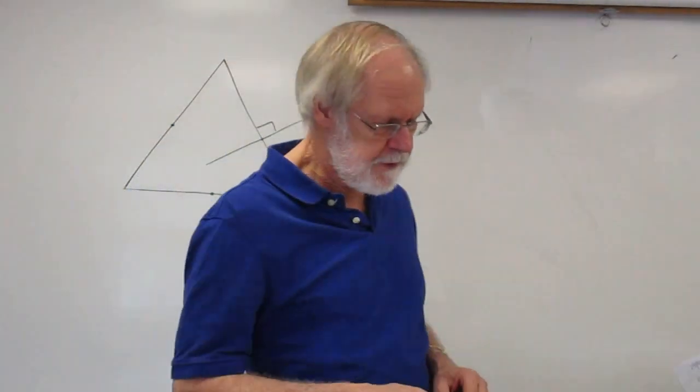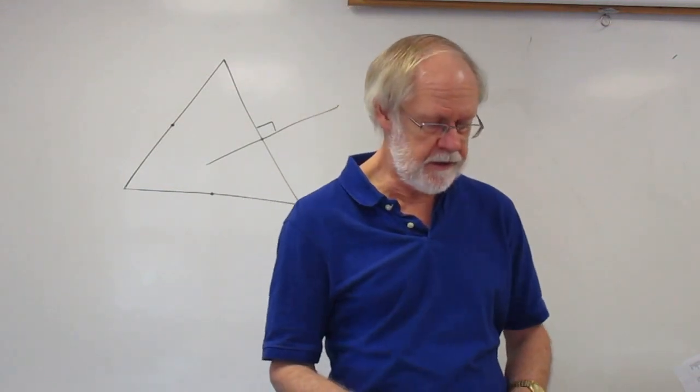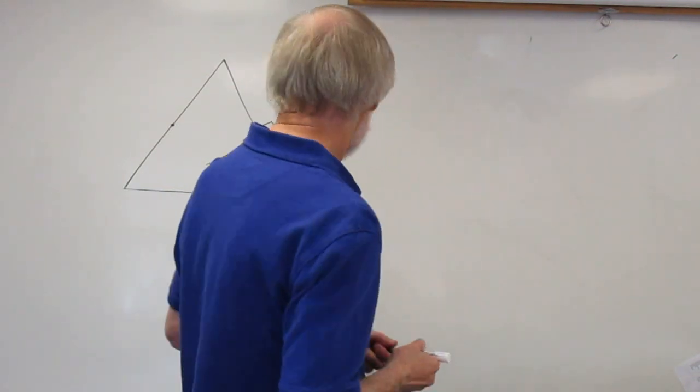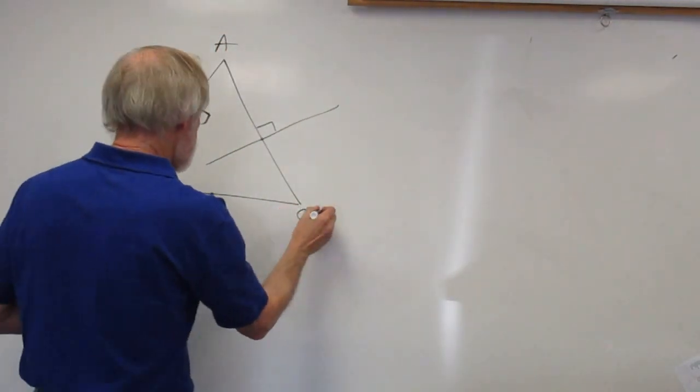Hi there, we are looking now at section 5.2, bisectors of a triangle. And we will start with perpendicular bisectors. So I've drawn a triangle over here. We will call it triangle ABC.